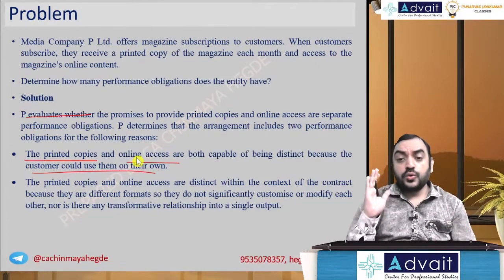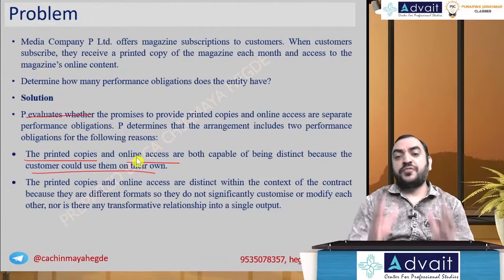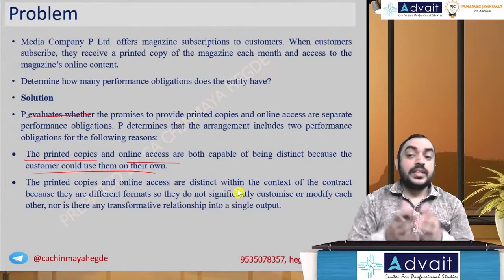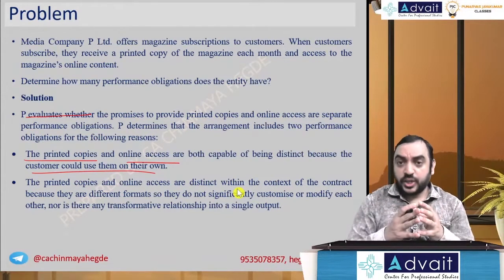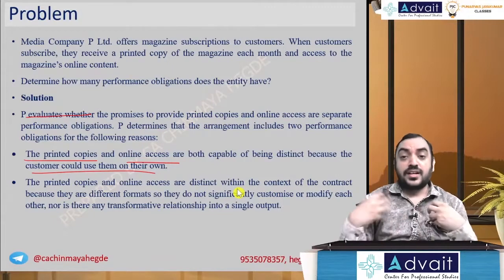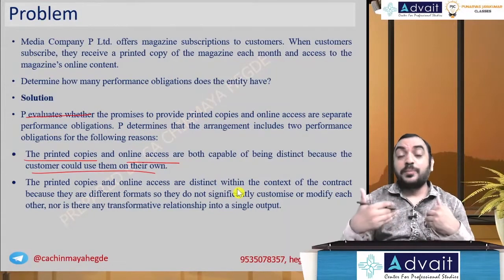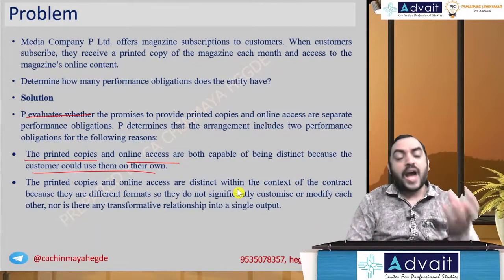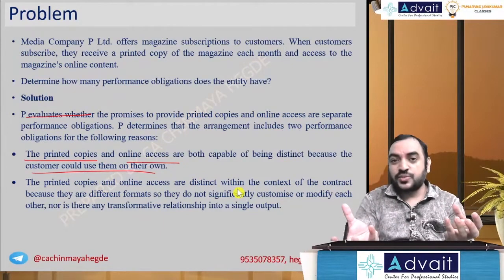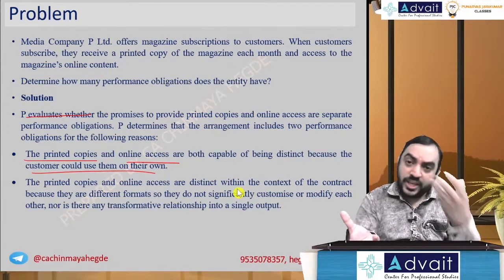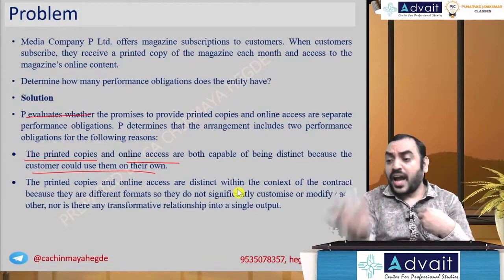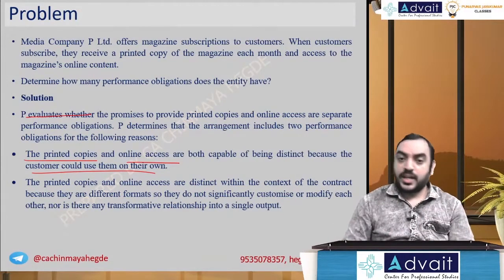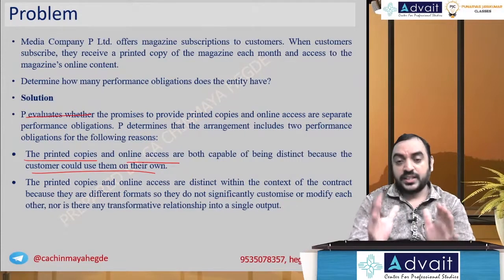Now, if you want to classify it as two different performance obligations, one of the conditions is the product should be distinct. Yes, the product is distinct, because for the products to be distinct, the customer should be capable of getting the benefit on its own without the two coming together. So you have a printed copy, you have an online access portal. You can read the printed copy, you get the benefit. You have access to the online portal and you read from there, you get the benefit. Both need not come together, which means they are distinct.